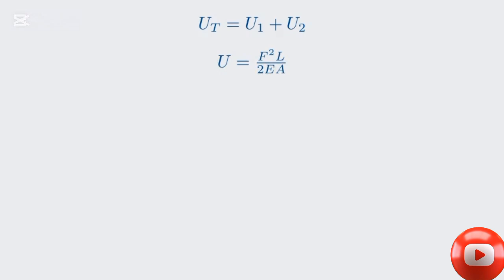Let's apply this formula to our problem. We'll have one expression for U1 and another for U2. Since the force F is the same for both sections, we can factor it out. Substituting this into our total energy equation gives UT equals F squared over 2E, multiplied by the quantity L1 over A1 plus L2 over A2. This combined formula simplifies the calculation by isolating the unknown force.